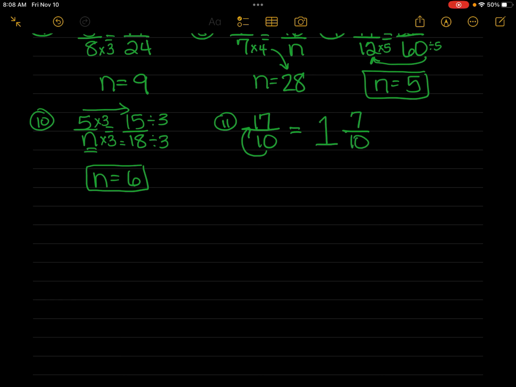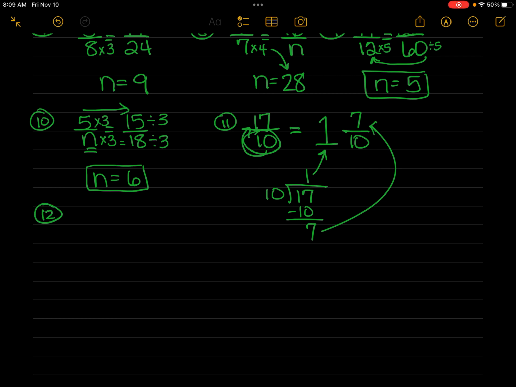Now, some of y'all need to do the division way. So this is how you do the division way. Top number always goes inside, bottom number on the outside. 10 goes into 17 1 time. That's your big number. Then I subtract. 7 is how many are left over. And the 10 on the bottom just stays the same. Okay, and that's it.